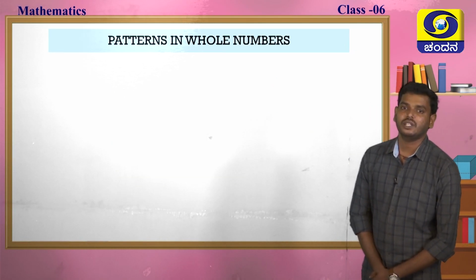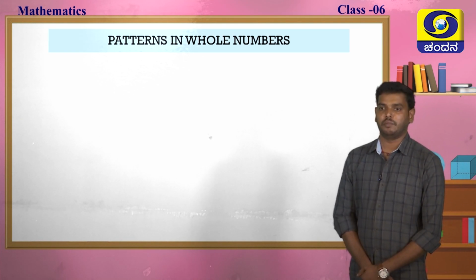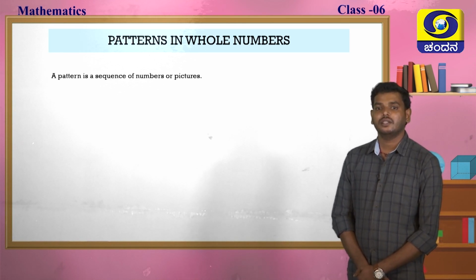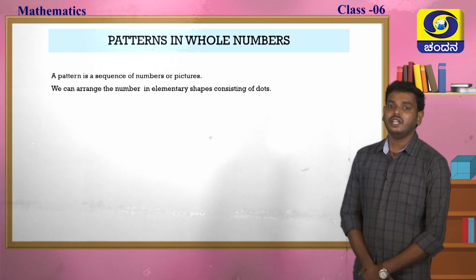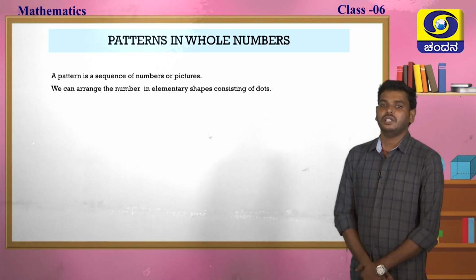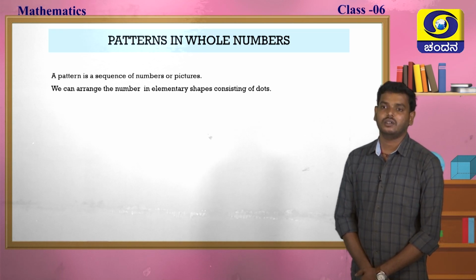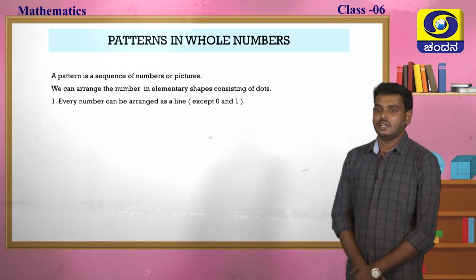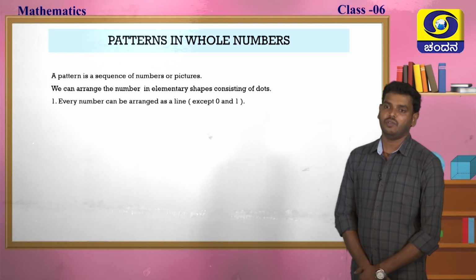Next we will move to the next concept, that is patterns in whole numbers. What do you mean by patterns? A pattern is a sequence of numbers or pictures. We can arrange the numbers in elementary shapes consisting of dots. That is what we call patterns. Every number can be arranged as a line. Yes, of course, except 0 and 1, that you already know.